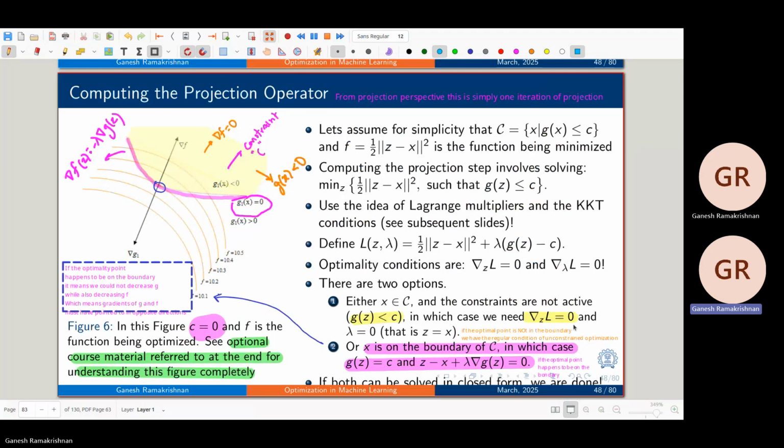But let's look at case 2. What is case 2? z is within the constraint.